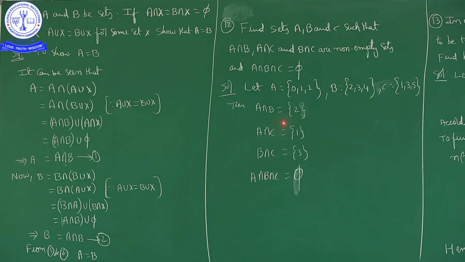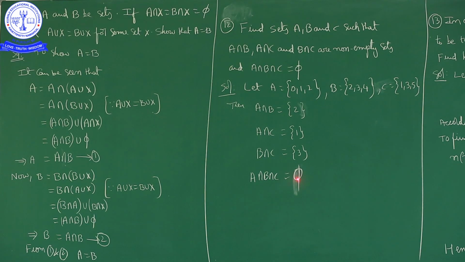We have to find sets A, B, C such that A intersection B, A intersection C, and B intersection C are non-empty, but A intersection B intersection C is the empty set. So I will consider sets like this: A intersection B, A intersection C, B intersection C are non-empty, but A intersection B intersection C is empty.